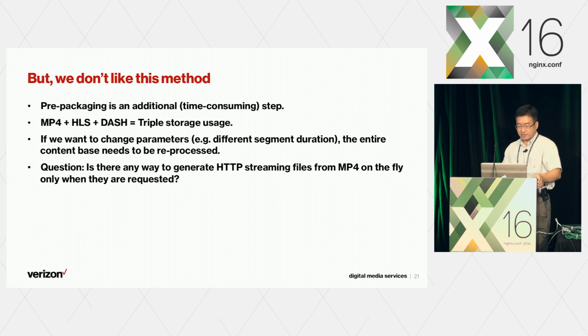So the question here is, is there any way to generate HTTP streaming files, like manifest and segment for HLS and manifest and segment for DASH, on the fly? On the fly means the files are generated only when they are requested, without having to pre-process the entire file.